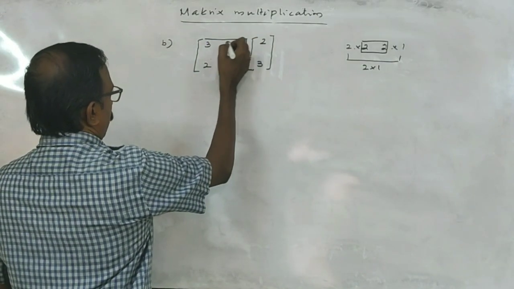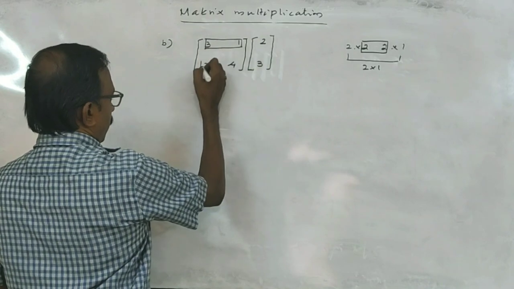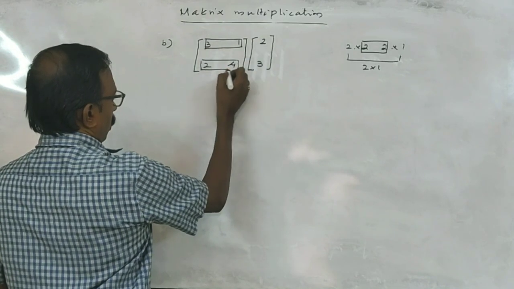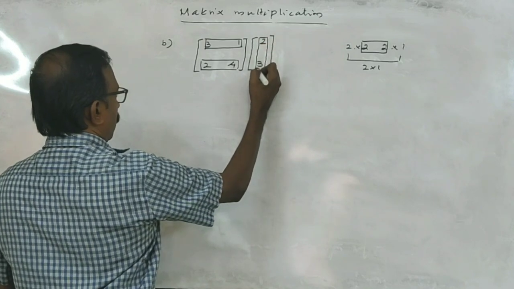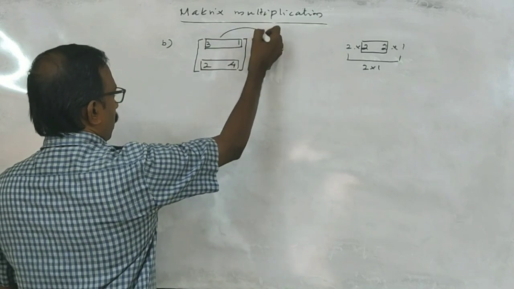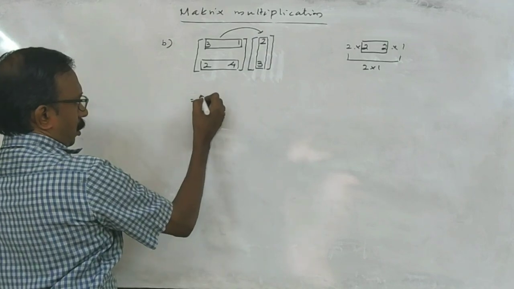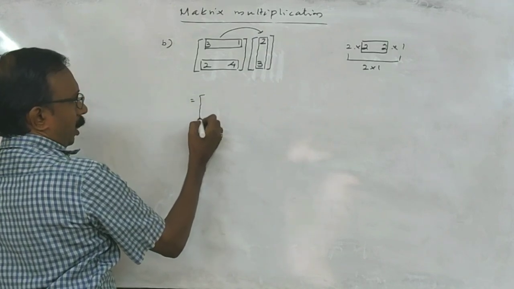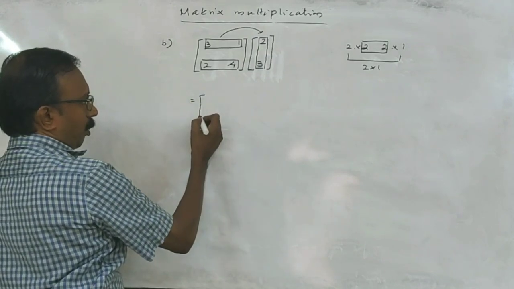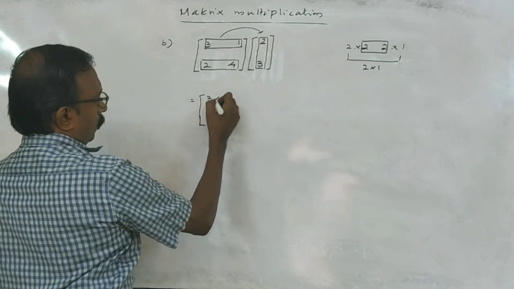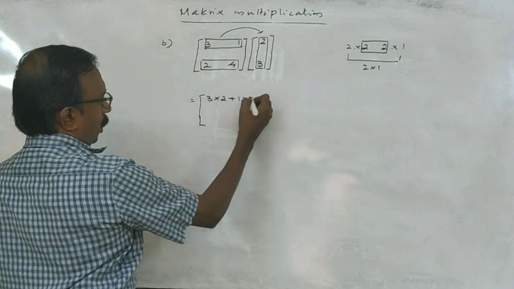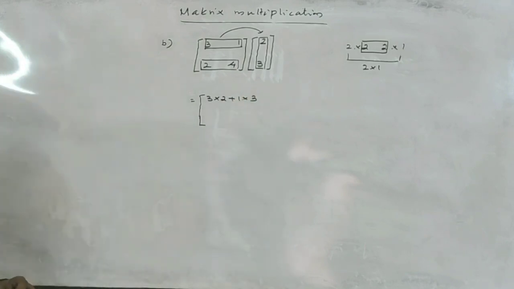Select the first row, then select the second row. Here select only one column. Now the first element of the product matrix is obtained by, the matrix has 2 rows and 1 column, 3 into 2 plus 1 into 3.